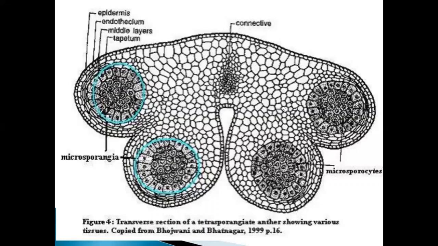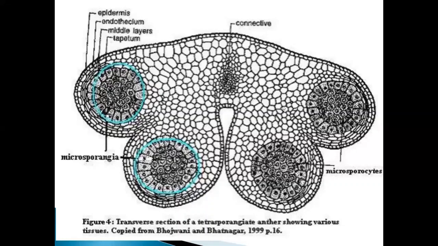The cross section of a very young anther consists of a homogeneous mass of meristematic cells surrounded by an epidermal layer. Further growth of the anther makes it four-lobed. You can observe the microsporangia and the microsporocytes, the connective part, and the epidermis as the outer part. So a cross section of a young anther consists of the epidermis, endothecium, middle layers, and tapetum.